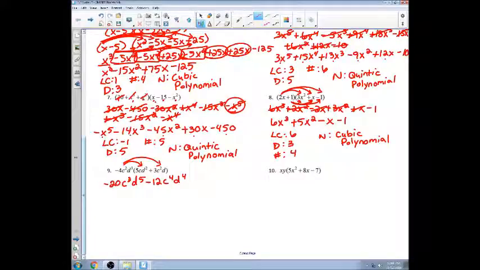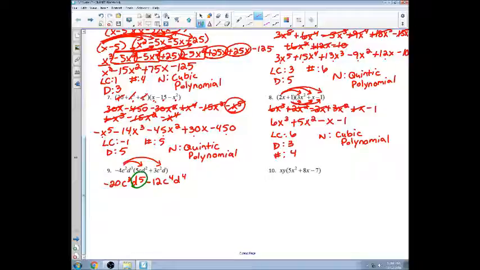I always want my largest exponent to go in the front. I don't care if the c has the largest exponent or the d has the largest exponent. In this case, if you just look for the largest exponent, it would be the 5. So this d to the fifth is in fact my largest exponent, which means that right now I already have my problem written in standard form.